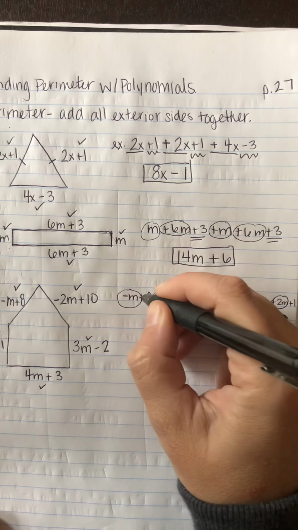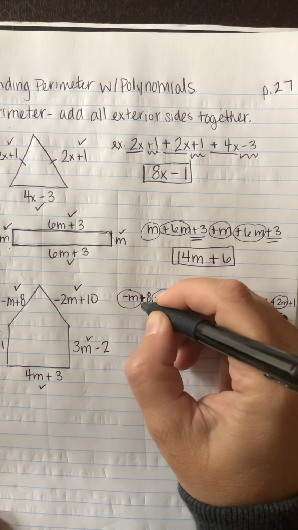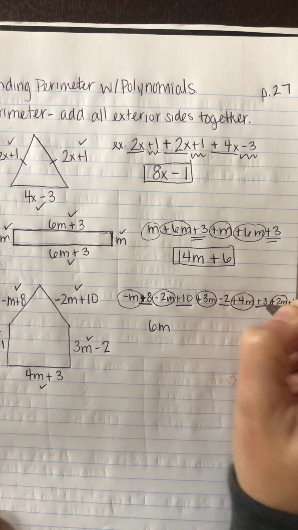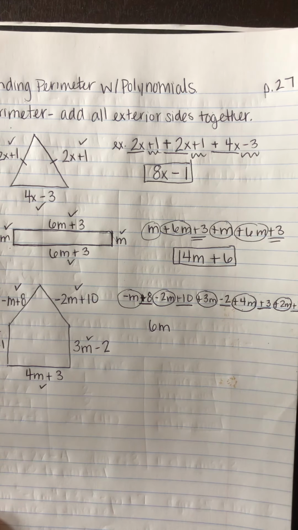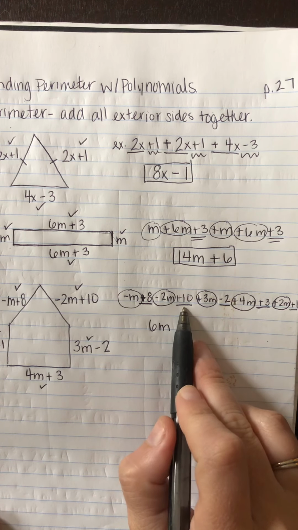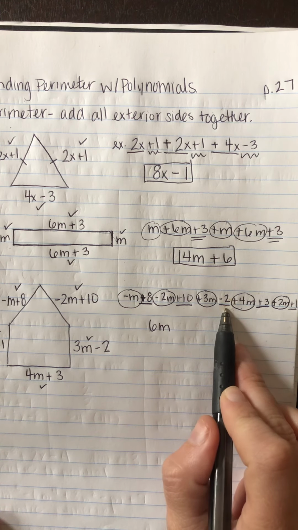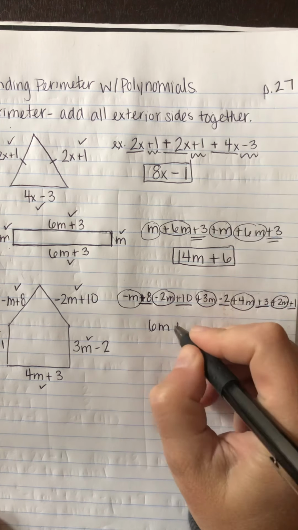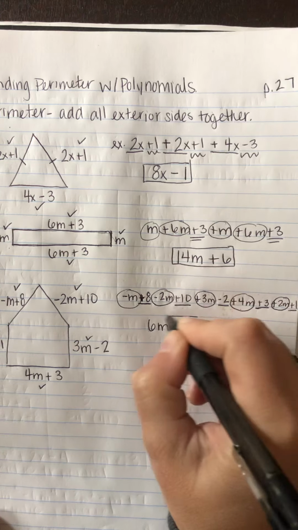This is a plus 8 here. Got to make sure we know that. So we're going to start with plus 8, plus 10, minus 2, plus 3, plus 1. So 8 plus 10 is 18, minus 2 is 16, plus 3 is 19, plus 1 is 20. So we have a positive 20 for our next term.